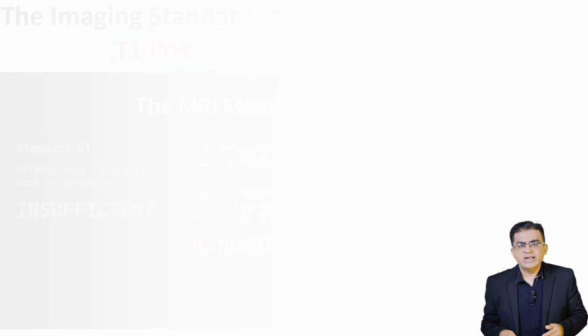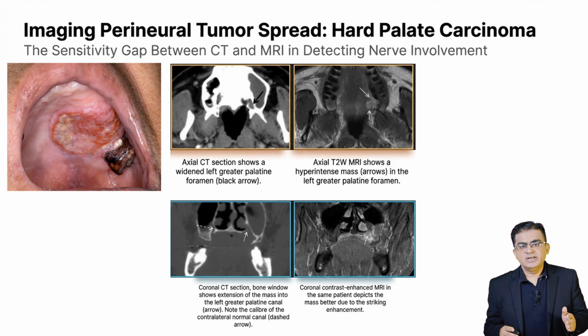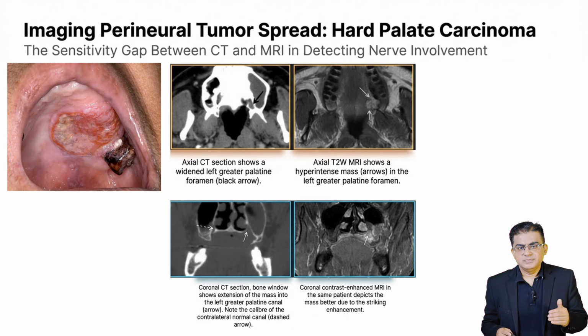Alright, let us look at the third classic pathway of perineural invasion common in oral cancer. We just talked about the upper jaw tumor, but what if the tumor sits right on the hard palate? For a hard palate carcinoma, its absolute favorite escape route is straight up into the greater palatine foramen. I want you to look closely at this slide and compare CT and MRI.